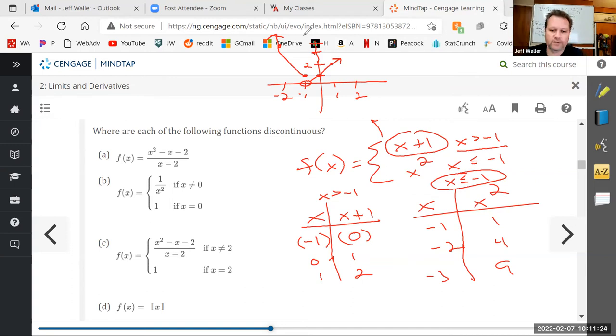Done. You don't have to stop anywhere. And Angel, I'm not coming down on you. I understand, because it looks like you have to be careful. But the domain just says, what x's have outputs? All of them. That's all we care about, right? If this had been an open circle, then I would have had to throw negative one out. But okay, enough of that. Is that all right, guys?